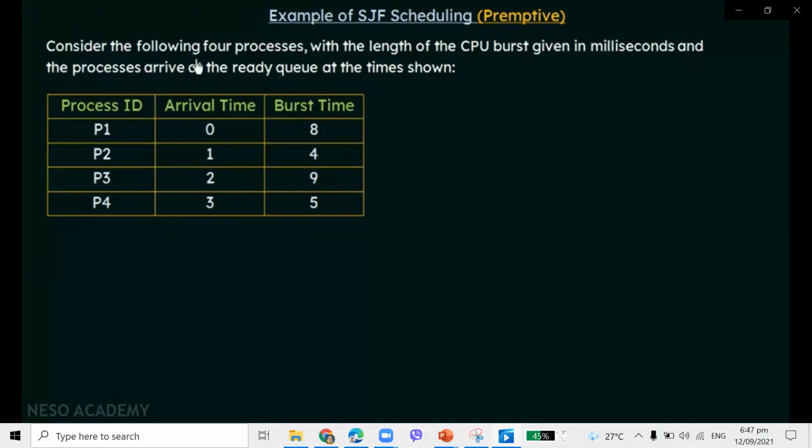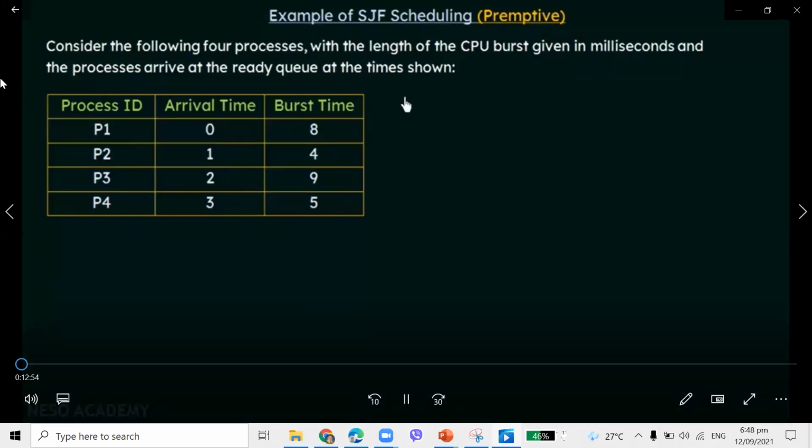Alright, let's see. So consider the following 4 processes with the length of the CPU burst given in milliseconds, and the processes arrive at the ready queue at the times shown. So here we have a table where we are given 4 processes again with process IDs P1 to P4, and here are the arrival times of these processes. P1 arrives at time 0, P2 at 1, P3 at 2, and P4 at 3. And this is the burst time of the processes given in milliseconds. So burst time of P1 is 8, of P2 is 4, P3 is 9, and P4 is 5. So all these values are given in milliseconds.